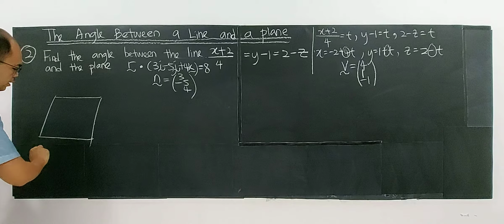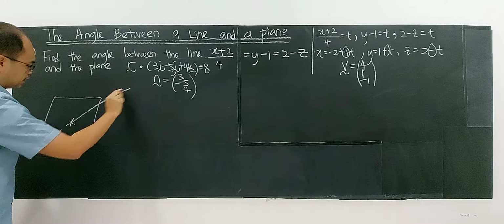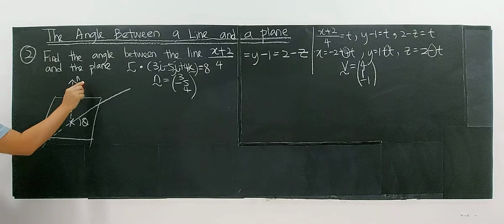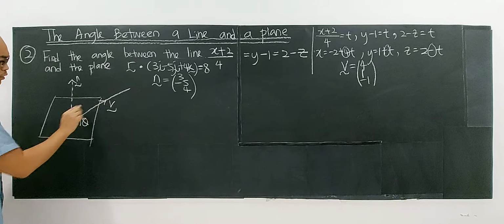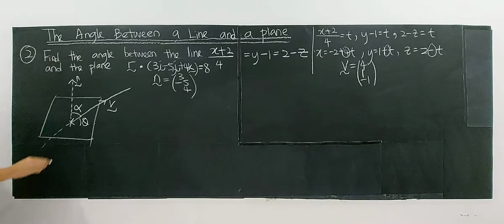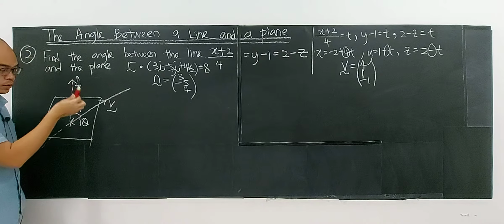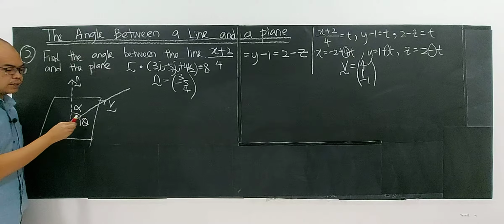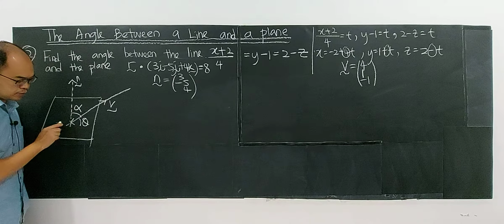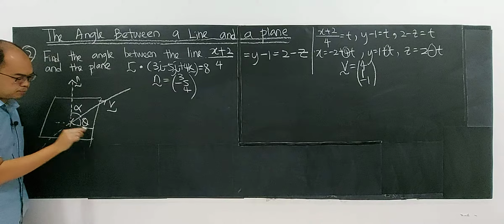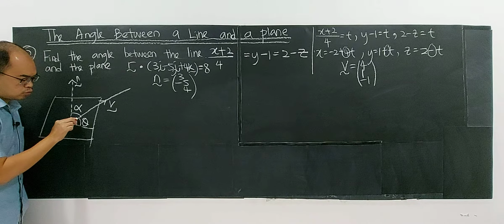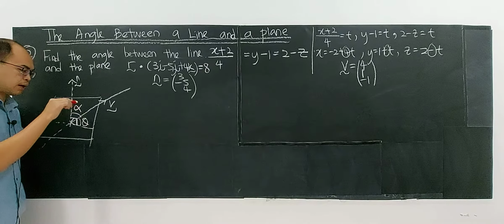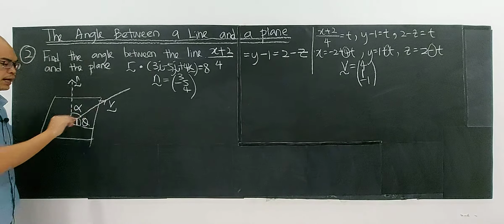So again, I repeat the concept here. If we want to find the angle between the line and the plane, at first we should find the angle between the normal and the direction of the line. So we find alpha first, which is the angle between the normal and the direction vector of the line. But the angle between the line and the plane is different, and you know that the sum of these two will be 90 degrees. So at first you have to find the value of alpha, then take 90 minus alpha, and you get the angle between the line and the plane.